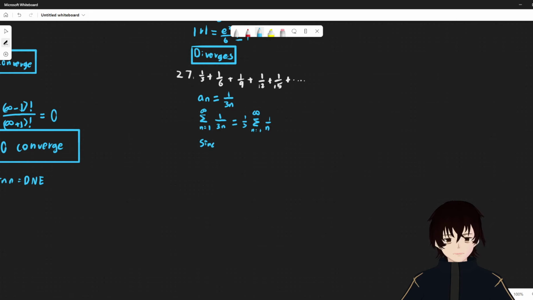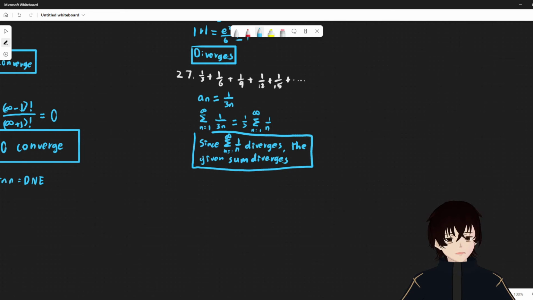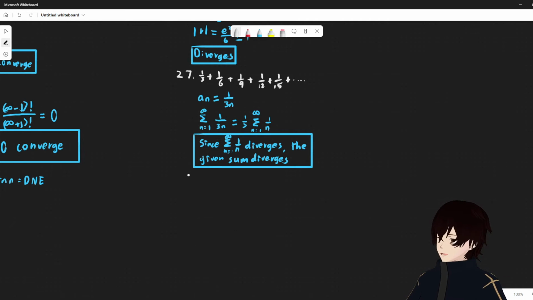Then let's write, since the sum of the series 1 over n diverges, the given sum diverges. Uh-oh. Lag. Help. So that was way too long, one question.